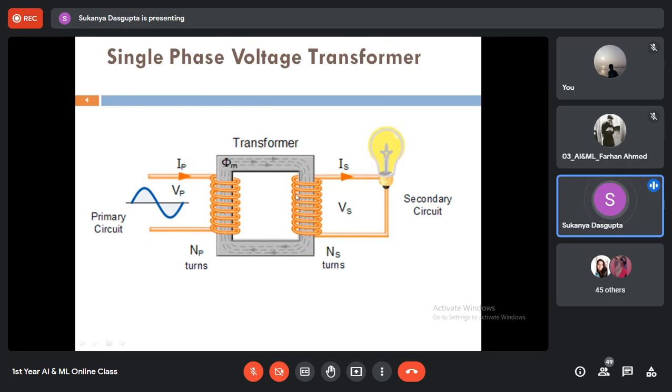Okay, and once there is EMF induced across the secondary coil, and if the secondary side is completed via a load circuit, definitely the secondary current IS will be flowing through the circuit, and because of the secondary current, definitely a voltage will be developed across the load, which is nothing but PS. So in transformer working, definitely the input voltage is AC.